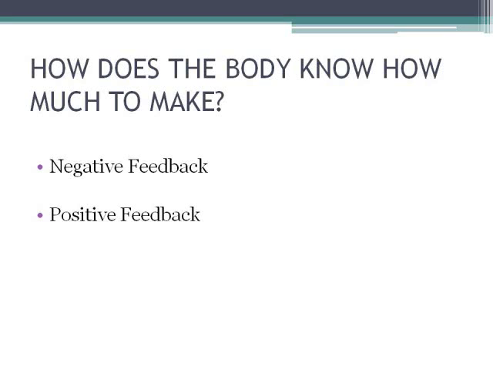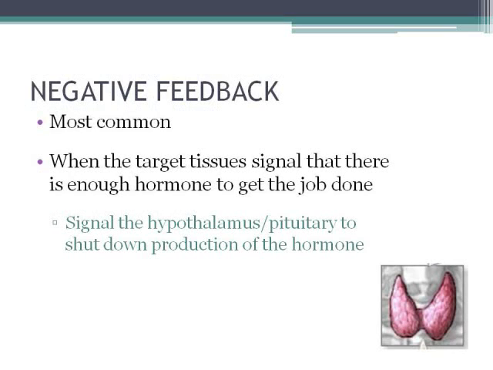How does the body know how much hormone to make? Well, they use either a negative feedback process or a positive feedback process. The way most hormones are regulated is through the negative feedback loop. When the target tissue signals that there's enough hormone to get the job done, they then signal the hypothalamus and the pituitary to shut down production of the hormone. As an example, this is how the thyroid hormones are regulated.